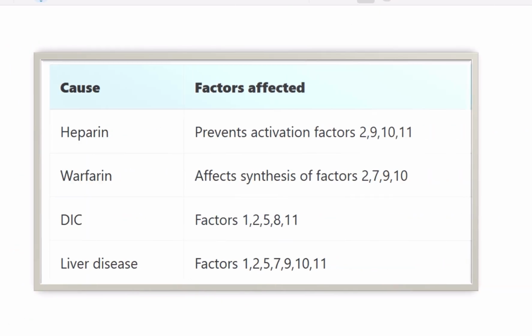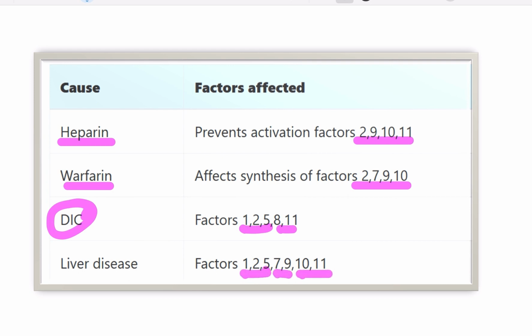First of all, let's see the different chemical substances and which factors are affected. Heparin, which is normally present in our body as heparan sulfate, prevents activation of factors 2, 9, 10, 11. Warfarin, a drug used orally, affects the synthesis of factors 2, 7, 9, 10. In case of DIC, factors 1, 2, 5, 8 are reduced. In case of liver disease, factors 1, 2, 5, 7, 9, 10, 11 are affected.